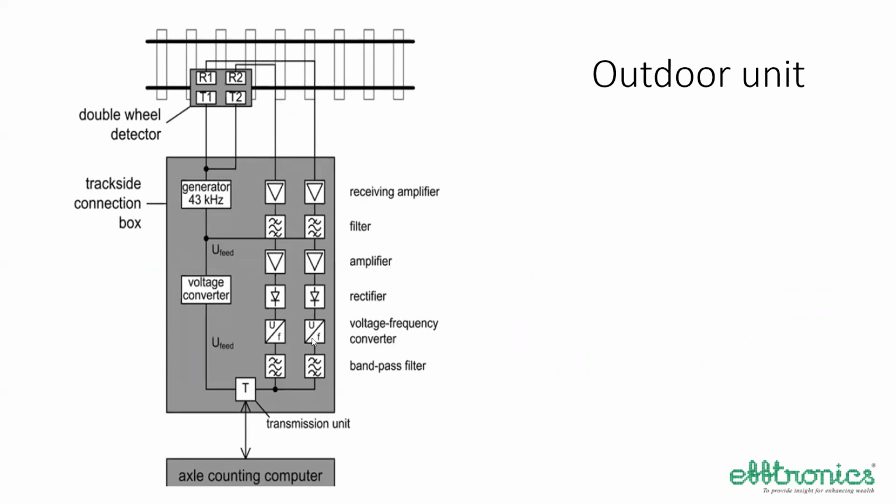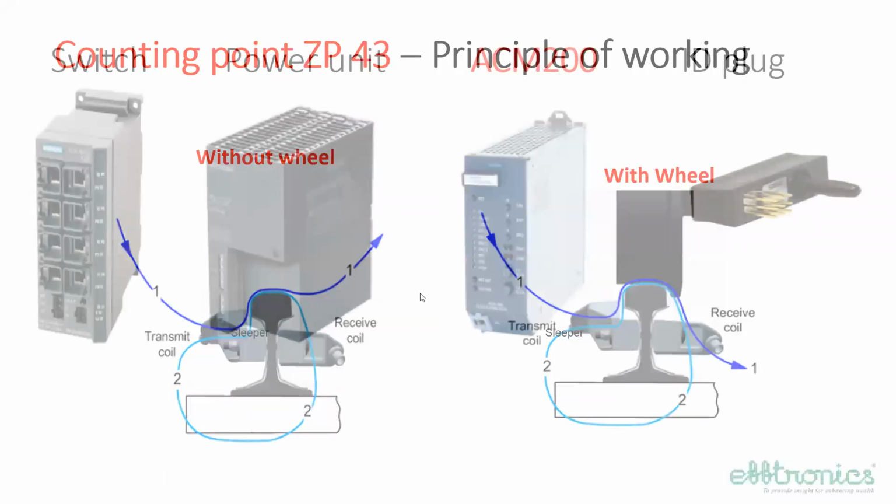Because frequency won't get influenced by outside interference, whereas the voltage value gets influenced. That is why voltage to frequency conversion is done. And the axle counter computer is the central evaluator actually. This black box, this one.